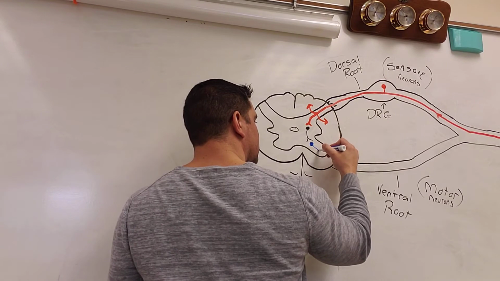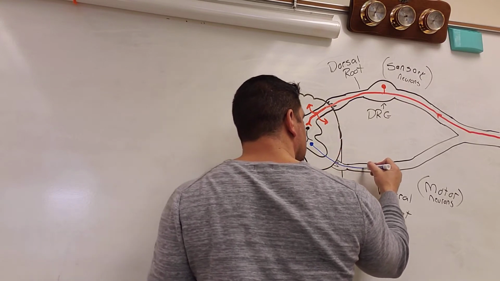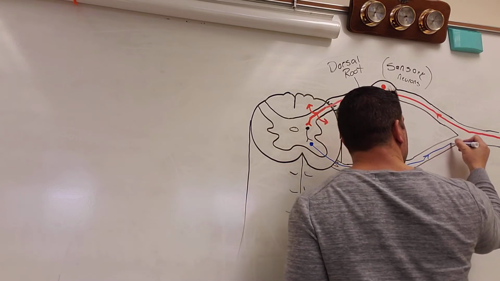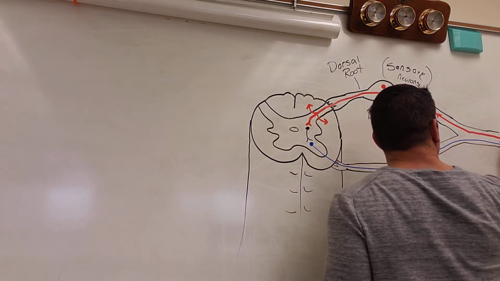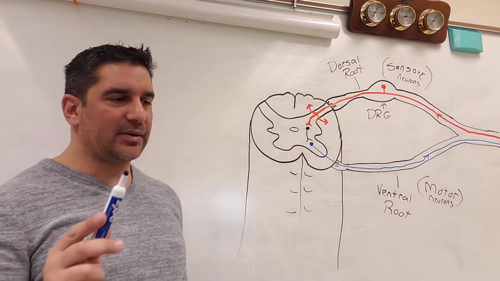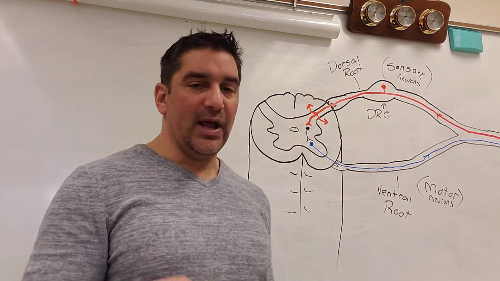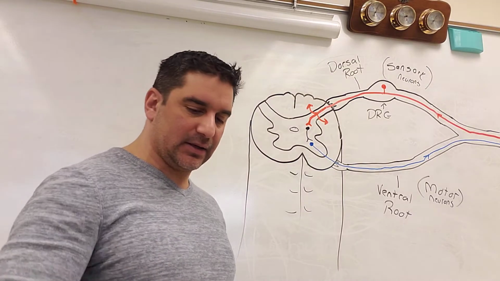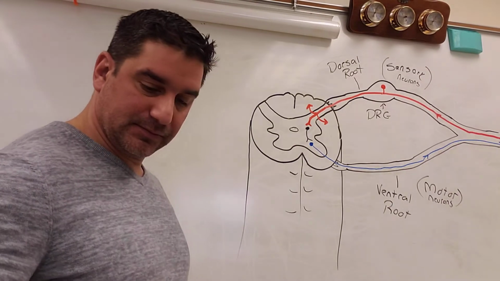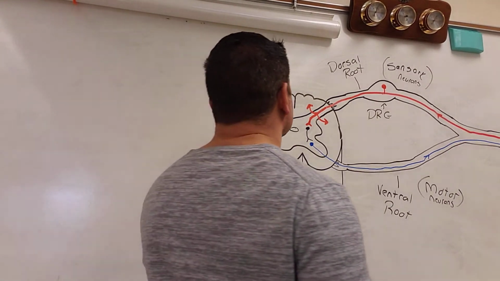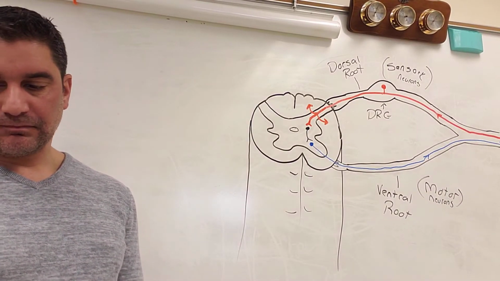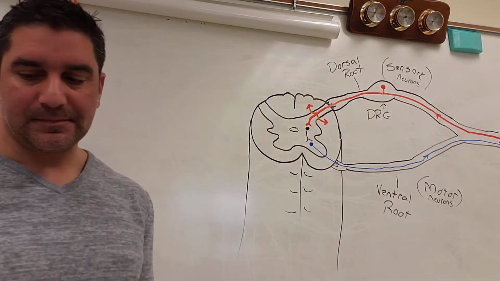So this is a somatic motor neuron. Somatic motor neuron. All right? Now, what is a somatic motor neuron? A somatic motor neuron is going to innervate what? Remember, we've got autonomic and somatic. What's a somatic motor neuron going to innervate? Anybody?